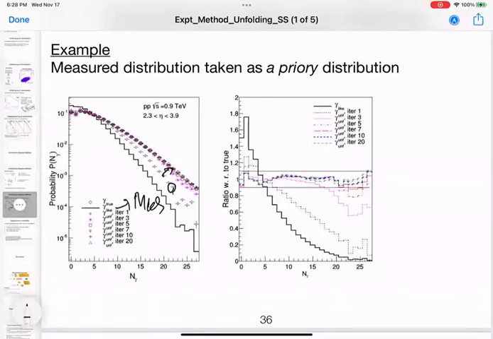And we can see here on this right-hand side plot the ratio of the true to the unfolded distribution. So one can see as we go to about 10 iterations, we can somewhat reproduce the true result, right? Within some uncertainty, for example, within 10%. Okay, so this is all about this unfolding method.